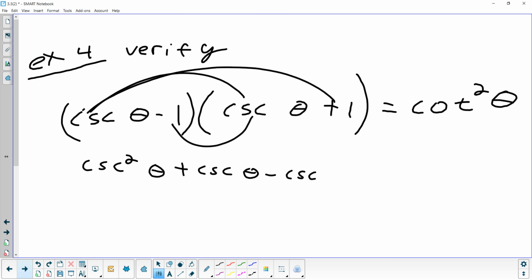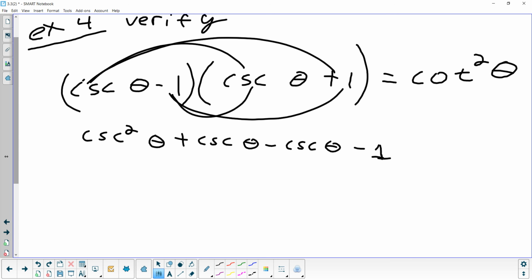Negative cosecant. And negative 1 times positive 1 is negative 1. Remember that right-hand side is just there to tell you that's the answer. So we're not really worried about writing it down. Let's just work with the left.